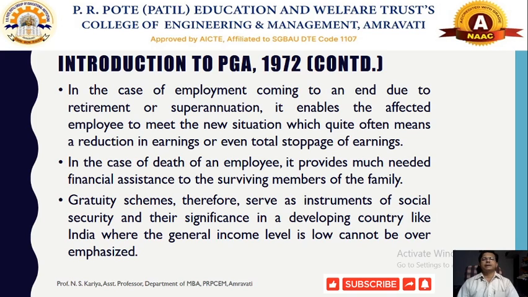In case of death of an employee, it provides much needed financial assistance to the surviving members of the family. This benefit, payment of gratuity, can also be made if the person has died during the course of employment. So if any person dies, even within the year, that person's family can be entitled to the benefit under the PGA Act 1972, and their family members can be protected and some sort of financial assistance can be provided to them.